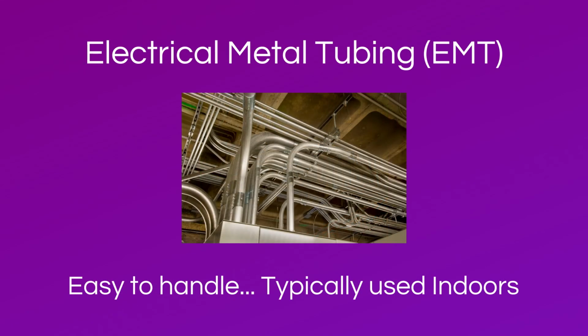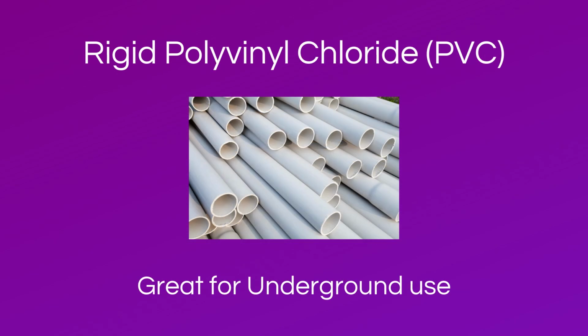Therefore, electrical metal tubing, also known as EMT, is used indoors because while it is less durable, it is easier to handle and is lighter. If wiring and cables need to travel underground, rigid polyvinyl chloride, also known as PVC, is recommended because it resists corrosion. However, it is not recommended for use above ground as direct exposure to sunlight can degrade the material over time.